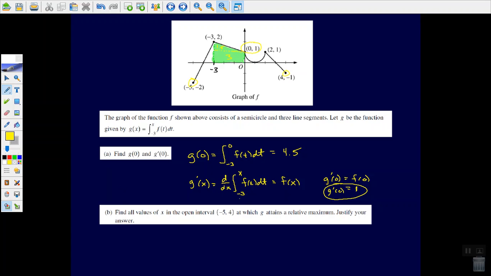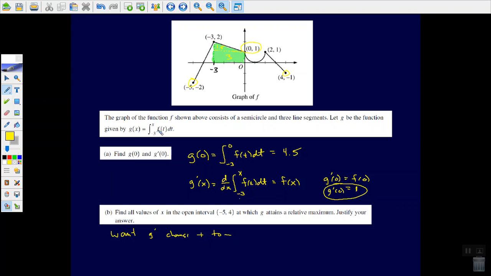Normally, when we would have discussed relative max and mins in our course, we would have given you an equation of the function and said, where does it have a relative maximum? And your test for that is its derivative has to change signs. It has to change signs for there to be a maximum, from a positive derivative to a negative derivative. So what we want is for g prime to change from positive to negative.